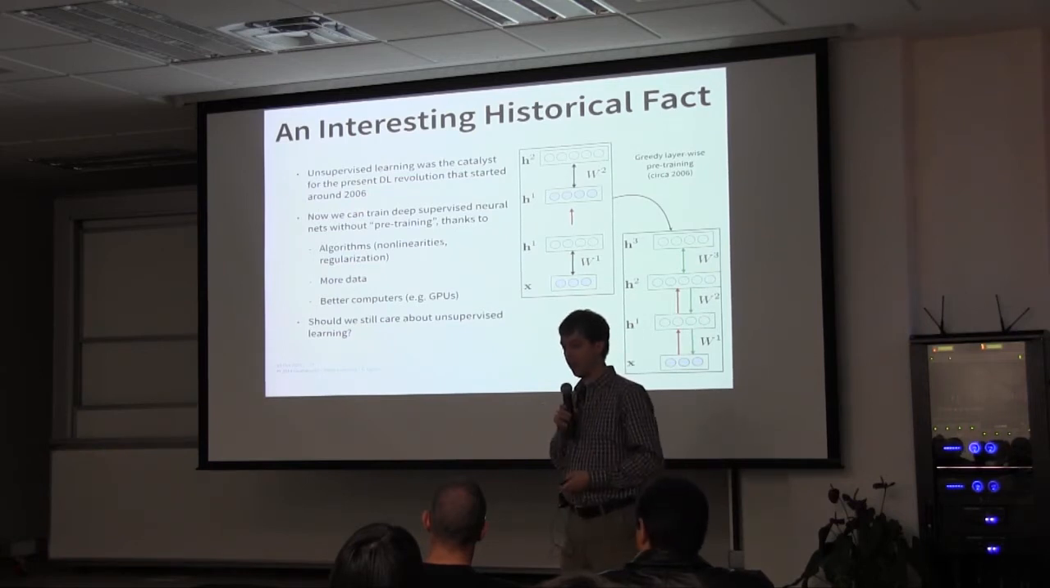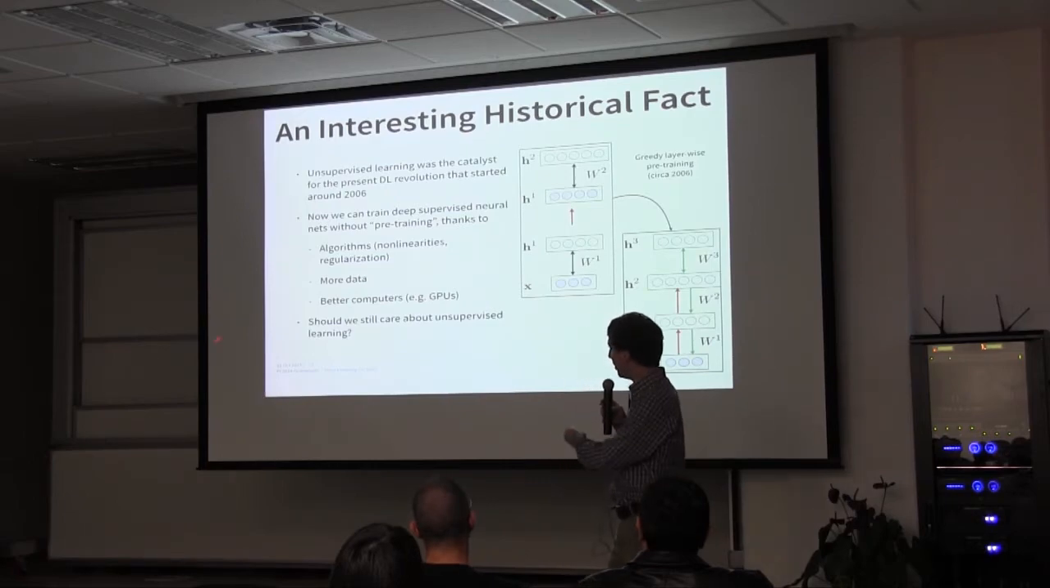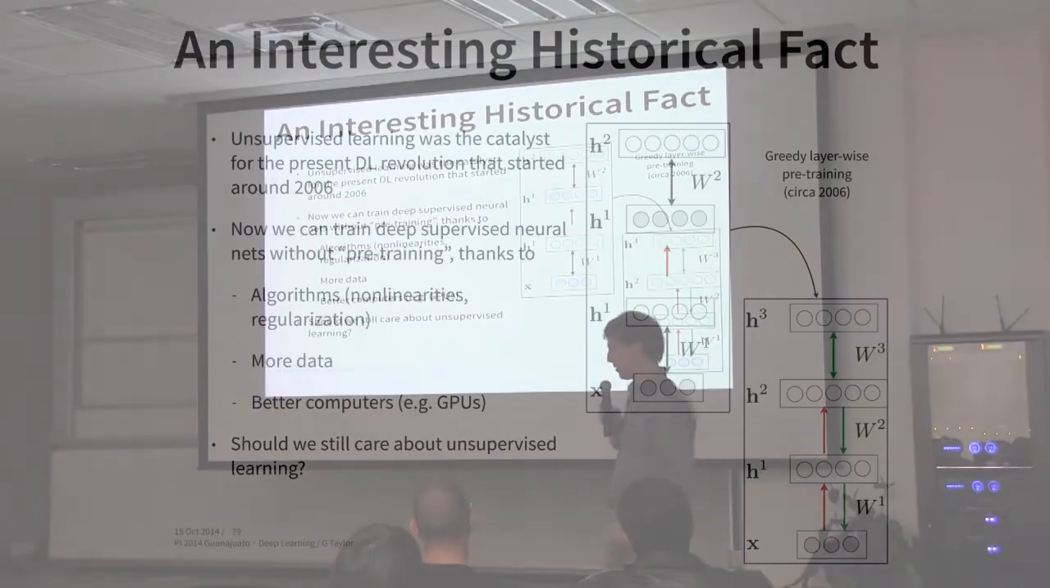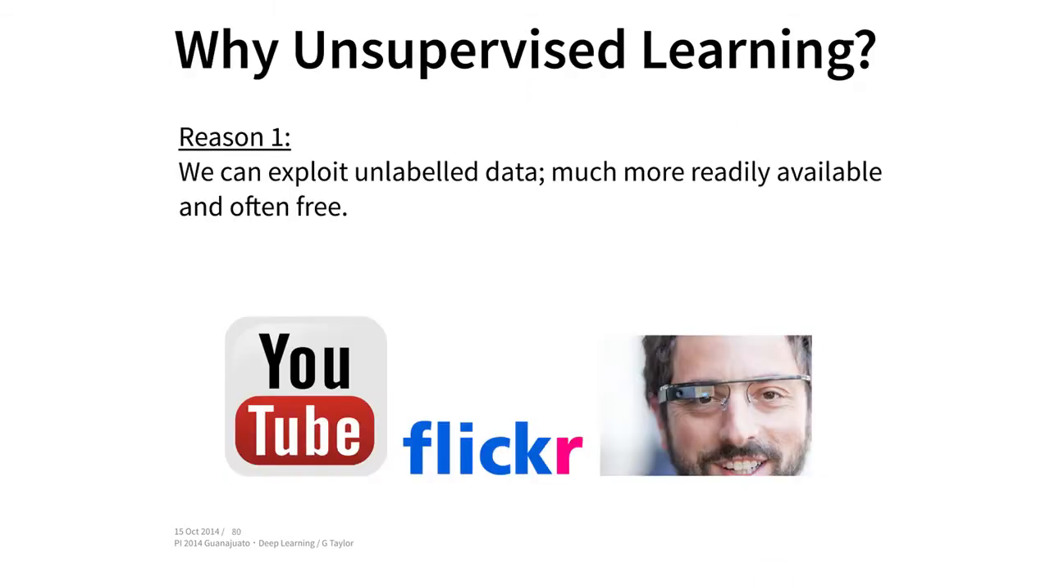But then GPUs came along and bigger data sets came along and people just started using supervised learning to train big convnets, and they did really well. So like I said, all of these things have made supervised learning work well, but we should still keep in mind, I think, for those of you who are interested in this, that research in unsupervised learning methods is very exciting and relevant. So let's give a few reasons why we might want to use unsupervised learning.